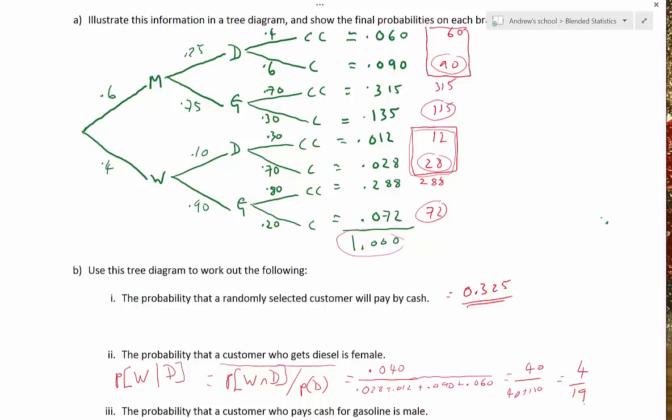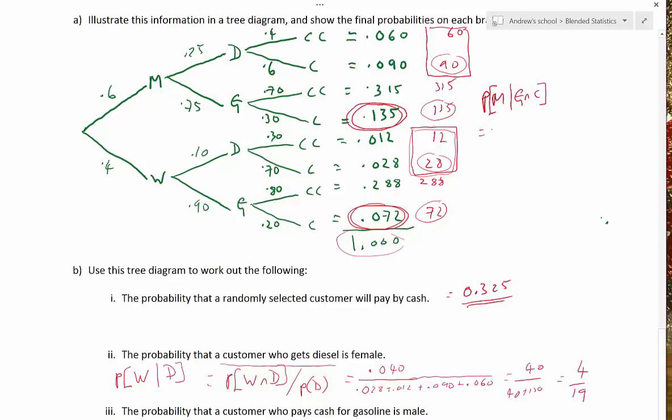And finally, the probability that a customer who pays cash for gasoline is male. We know that they've paid cash for gasoline. So who are these people? Cash for gasoline is this one and this one. So we're really asking the probability that they're male, given that they bought gasoline with cash.